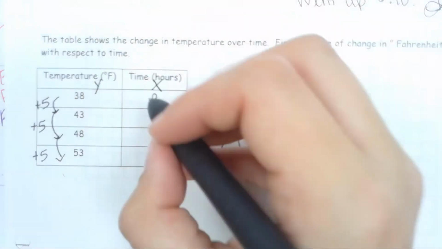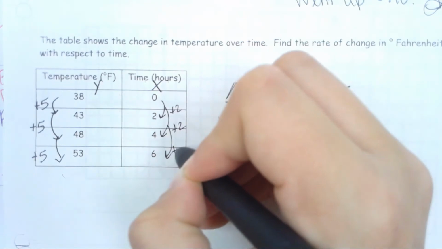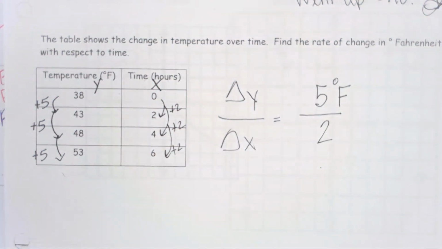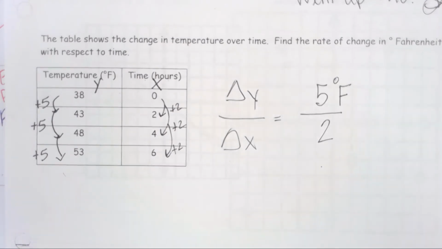And then your change in x's, notice how they just went up by 2's every time. So your change in x is 2. Now remember, when we are talking about rate of change with respect to real life situations, we want your denominator to be 1 to represent what happened per hour, per day, per minute, whatever we're talking about.